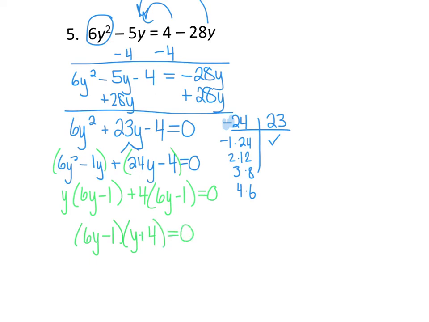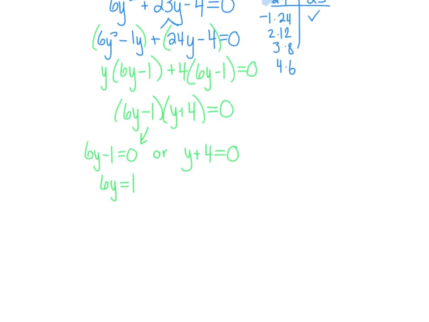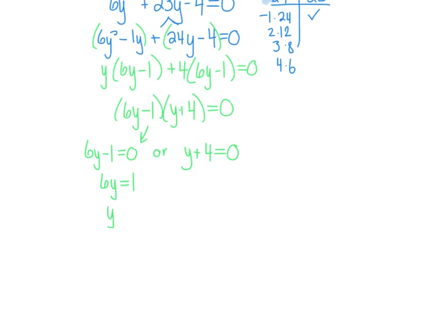All right, so now because we're solving, I use the zero product property, set each factor equal to 0. So 6y minus 1 equals 0, or y plus 4 is going to equal 0. And let's solve each of these for y. Here I would add 1 to both sides, giving me 6y equals 1. Divide both sides by 6, y is going to equal 1/6. Or over here I would subtract 4, y is going to equal negative 4.